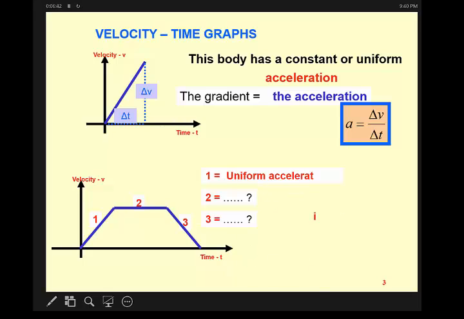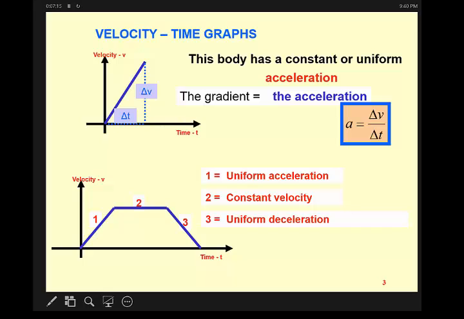Of course, the first one is uniform acceleration, just like the graph at the top of the page. The second one, just like in our displacement over time graph, where a horizontal line meant it's not really going anywhere, horizontal line in this case means it's not accelerating anywhere. It's constant velocity. And then line 3, it's acceleration in the negative direction.